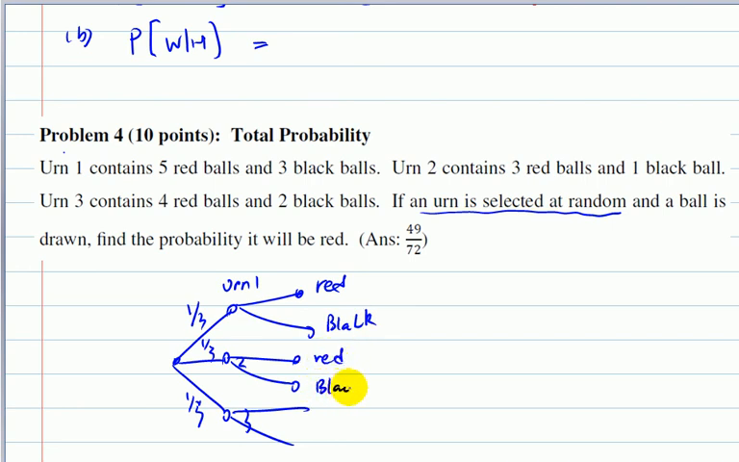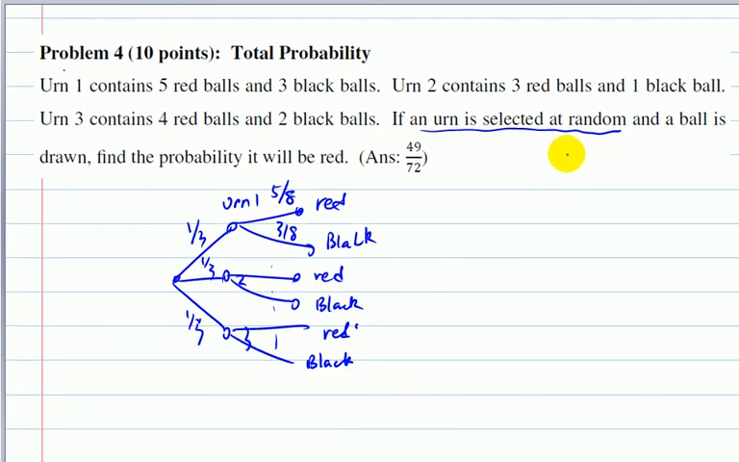The probability of getting a red or black depends on the number of red and black balls in each one of the urns. For example, for the first urn, there are 5 red and 3 black. So getting a red is 5 over 8, getting black is 3 over 8. Each one is like that.